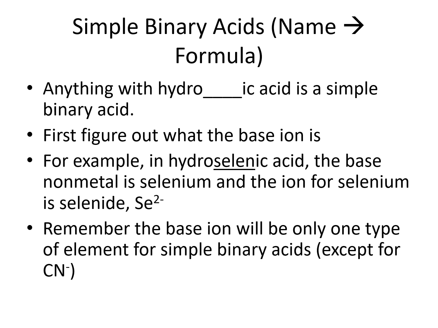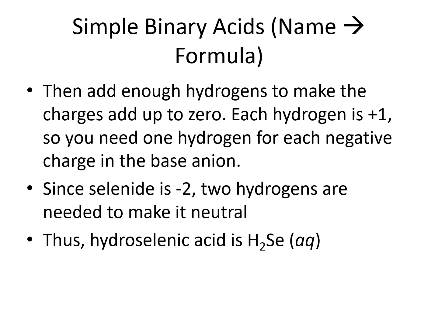Let's say we had the name hydroselenic acid. The base nonmetal must be selenium, so the hydrogen or hydrogens would be paired with the selenide ion. We need to know how many hydrogens to put with it, so we need to know the charge on the selenide ion. Since selenium is in group 6A, it must have a -2 charge. We need to add enough +1 hydrogens to make a neutral acid.